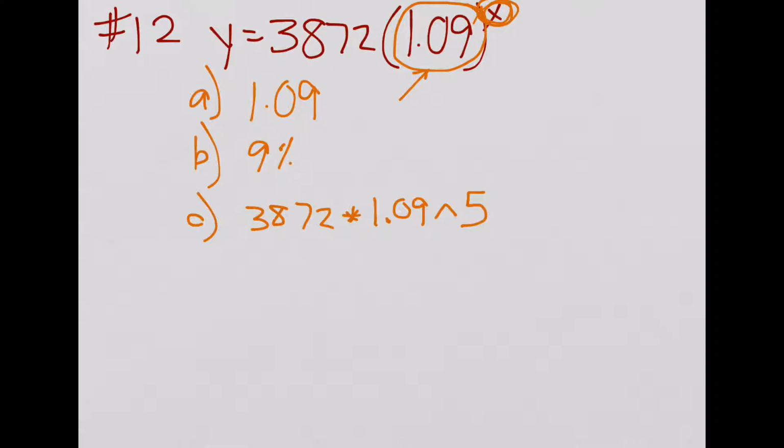Okay, 13. Growth rate is 2%. That's what they give you. B, growth factor must be 1.02. And I'm going to let you work on the explicit equation and finding the value. Last thing we're going to do is just talk about this, the homework.